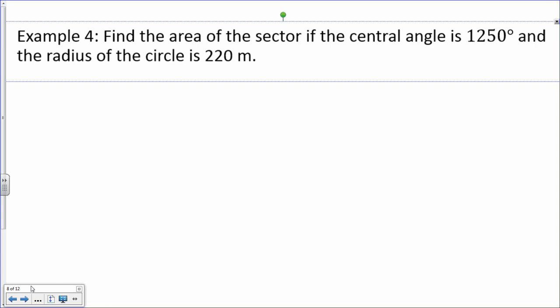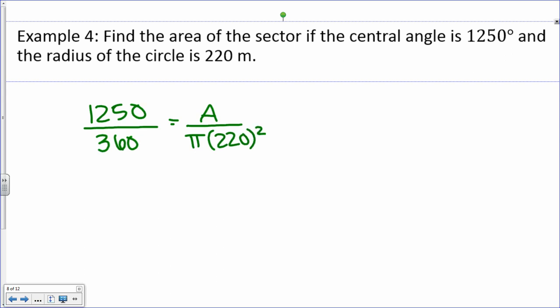Go ahead and write this one down, and we'll give it a try. Again, unpause it when you're ready to talk about it. The 1250 is a degree over your total of 360 is equal to the area over pi times 220 squared. Okay, and then you're just going to cross multiply this.